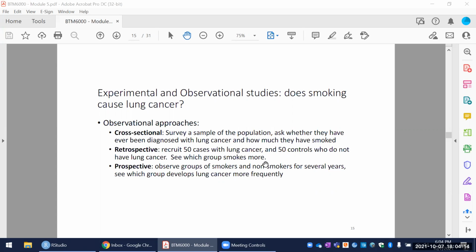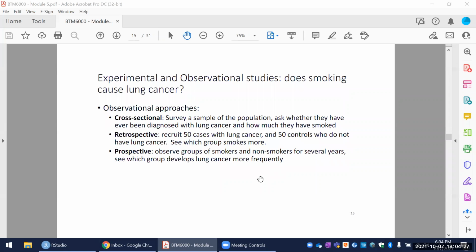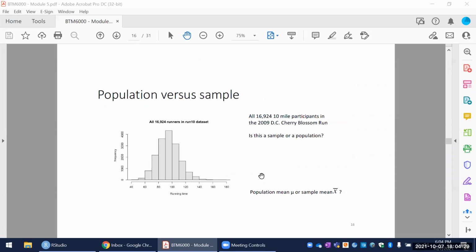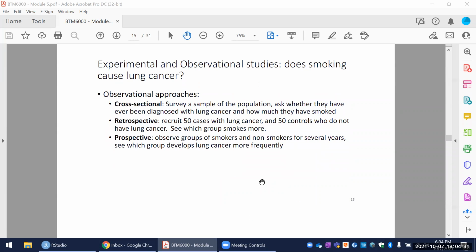Prospectively, you would, for example, observe groups of smokers or non-smokers for several years, and then you compare the incidence rates or the occurrence of lung cancer within both groups. So that's one way to look at this. These are the observational studies. Any question on that?